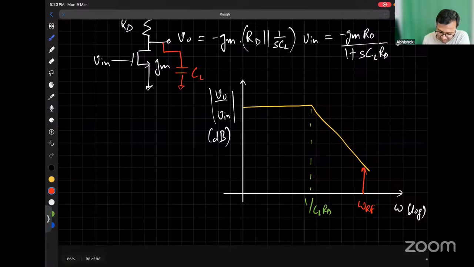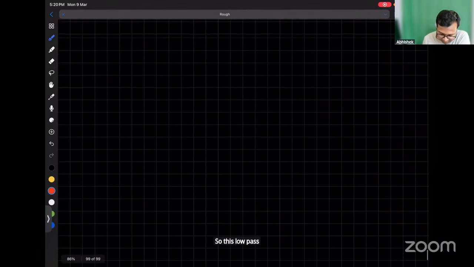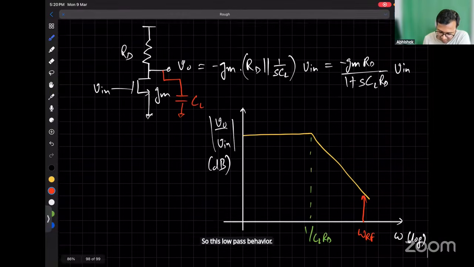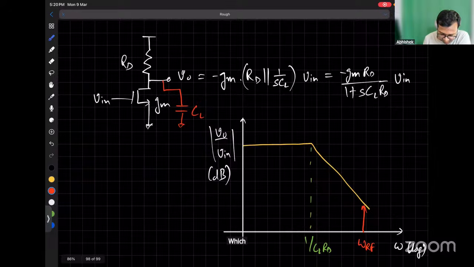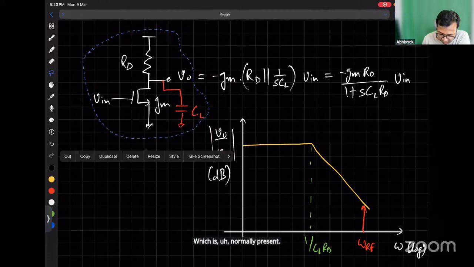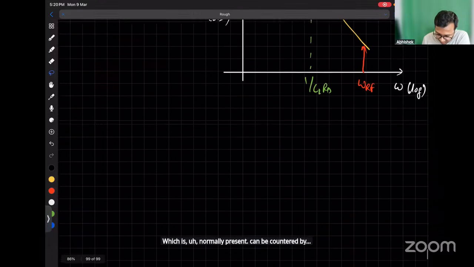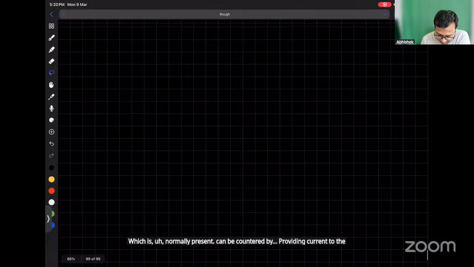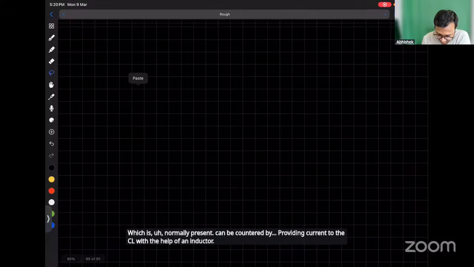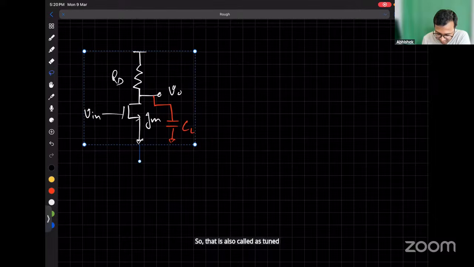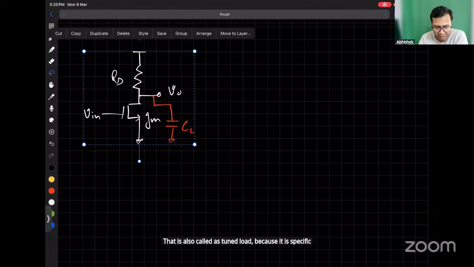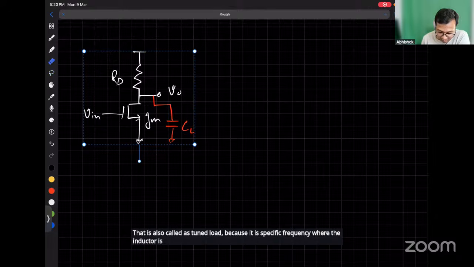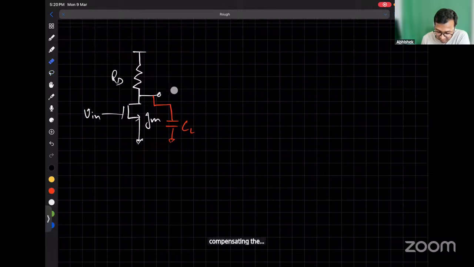So this low pass behavior, which is normally present, can be countered by providing current to the CL with the help of an inductor. So that is also called as tuned load because at a specific frequency where the inductor is completely compensating the current of this capacitor, we can get high gain.